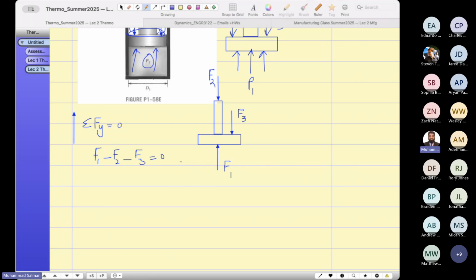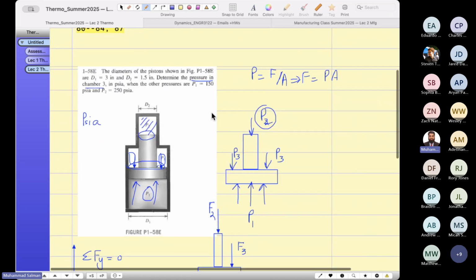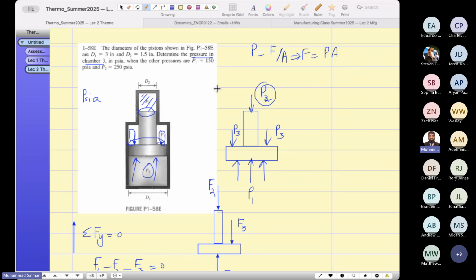So the question is, you have to find out the diameter of the pistons shown here. The diameter d1 equals 3 inches and d2 equals 1.5 inches. Determine the pressure in chamber 3. PSI means pounds per square inch, absolute, where the other pressures are given: P1 equals 150 psia and P2 equals 250 psia.